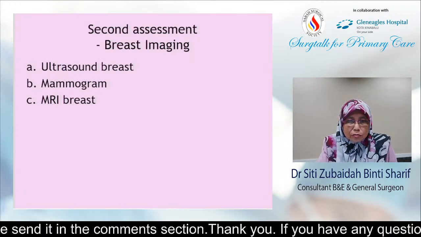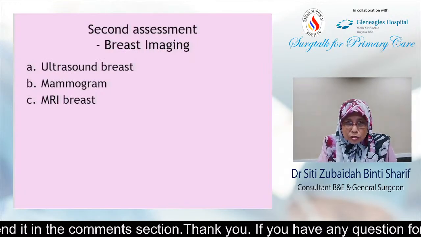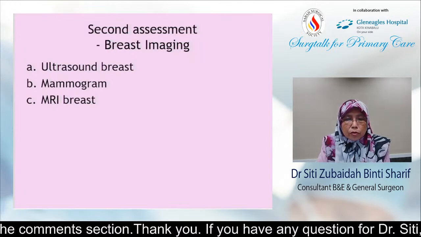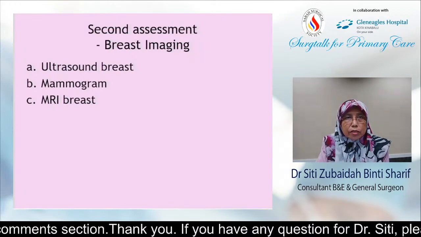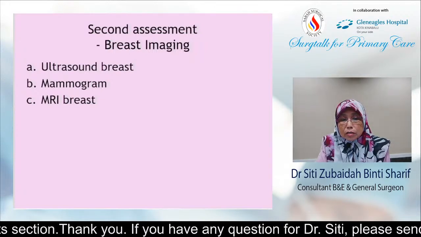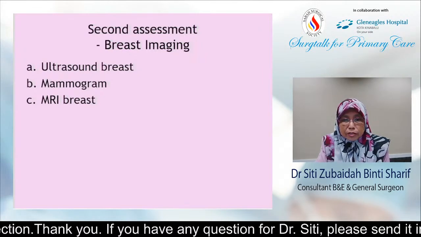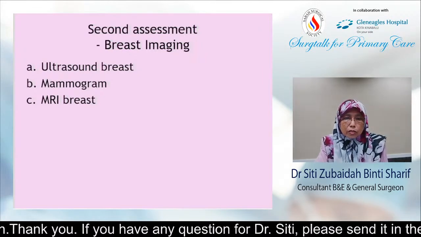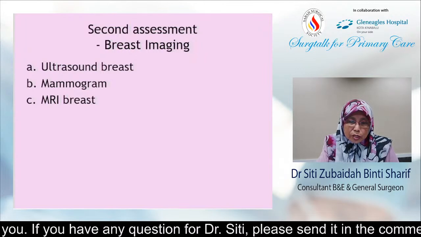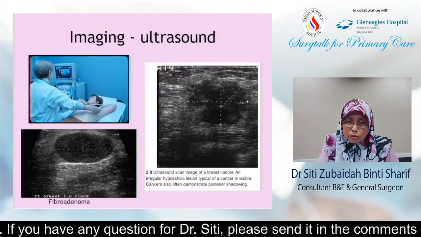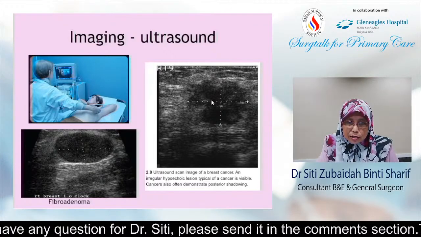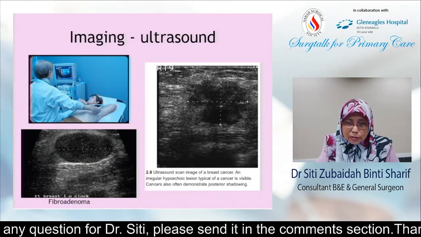So the second assessment will be imaging, which is ultrasound, mammogram or MRI breast. Ultrasound we do for patients less than 40 years old, and for older patients we can do mammogram with ultrasound. MRI breast we can do if the mammogram is not conclusive, or for patients with breast failure. From ultrasound we can assess whether the lesion is solid or cystic, or whether there are any features of malignancy.